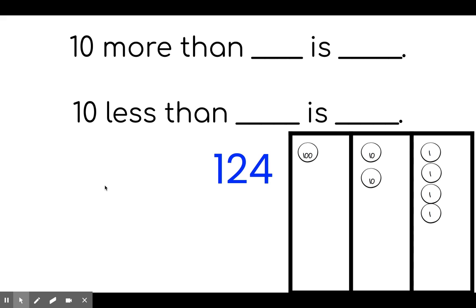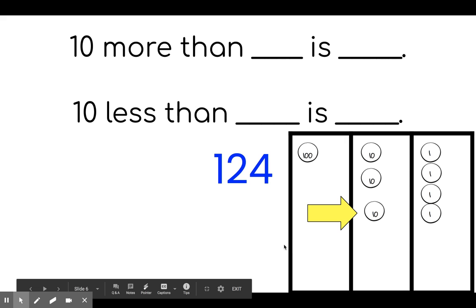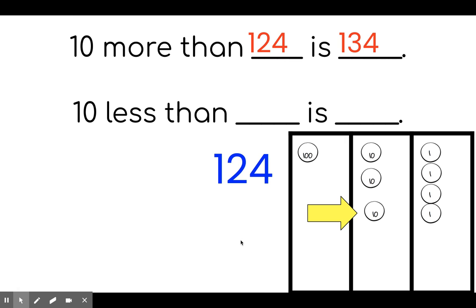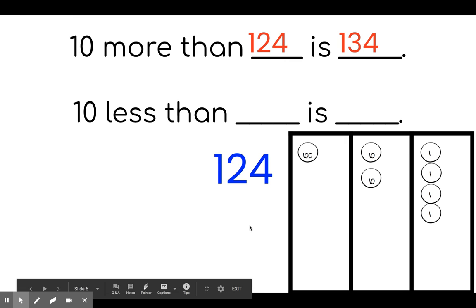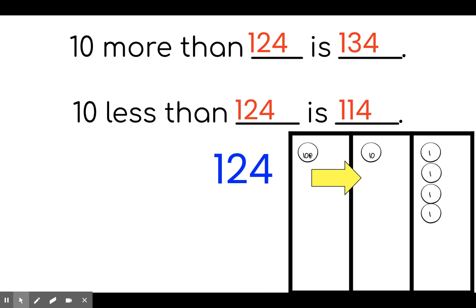We can also do this with tens. 10 more than 124 is 134. Now we have 100, 3 tens, and 4 ones. 10 less than 124 is 114. 100, 10, 4 ones. Since we're working with tens, the digit that will be changing, either increasing when we add more or decreasing when we have less, is the digit in the tens place value spot.